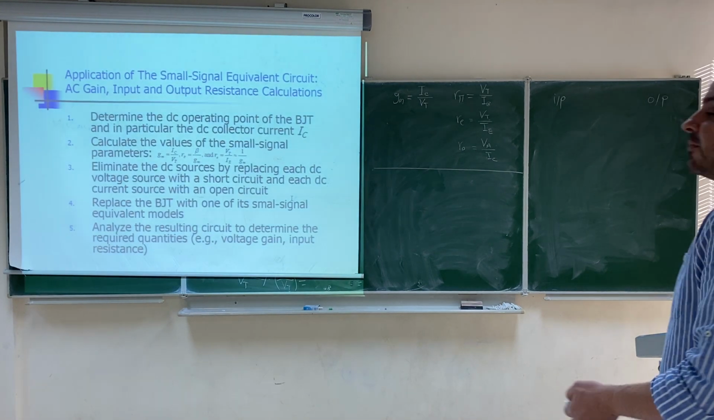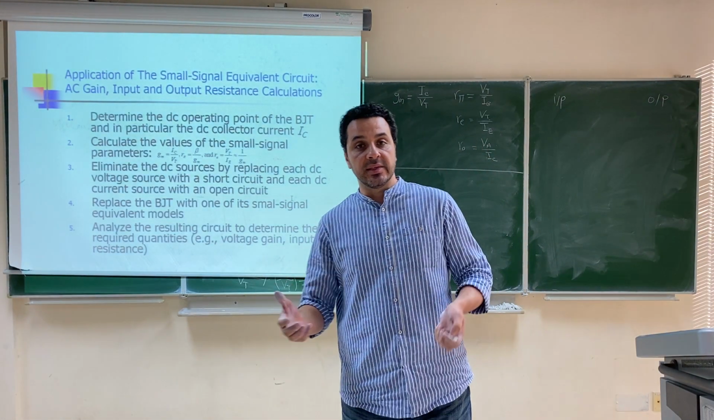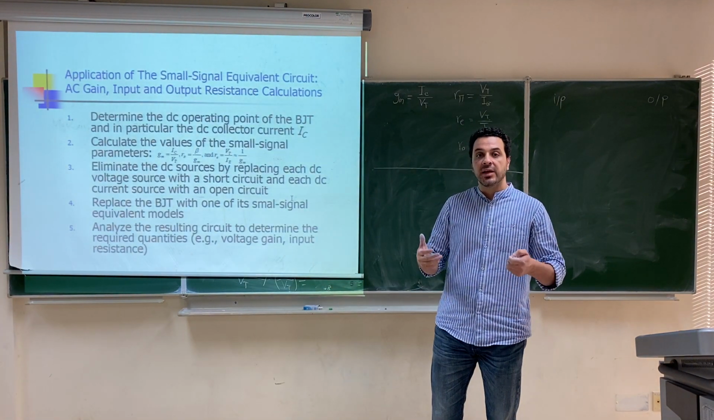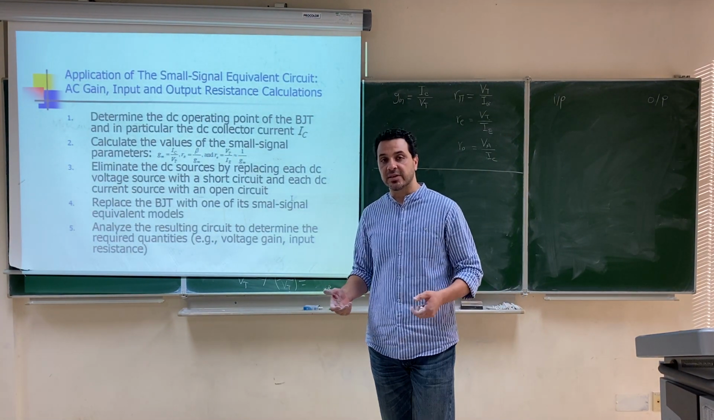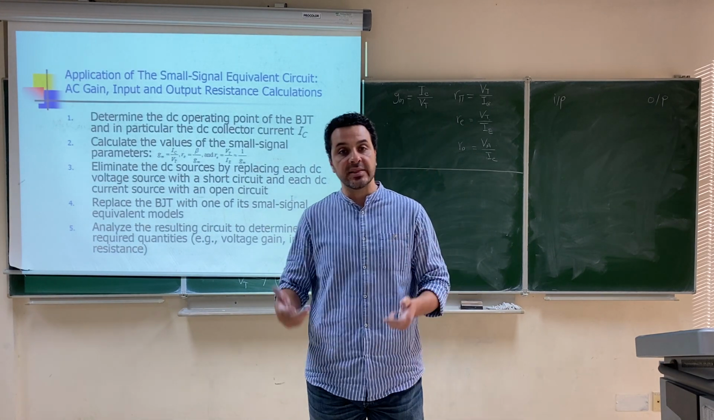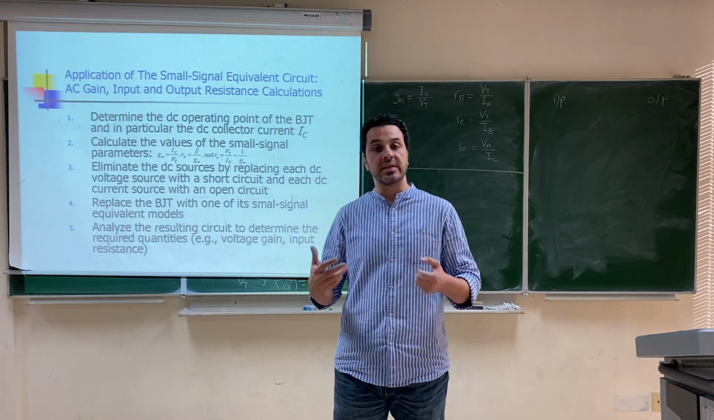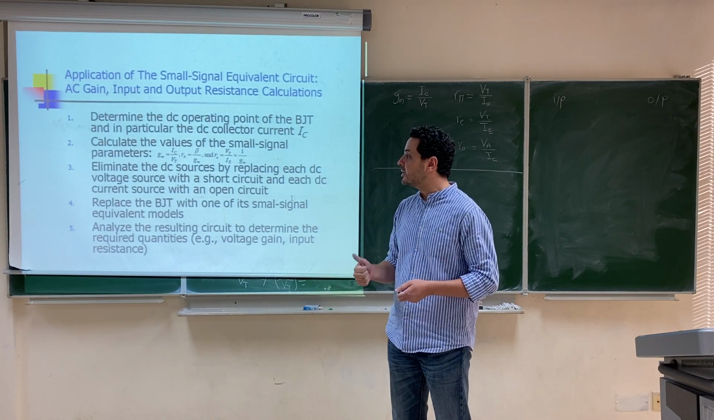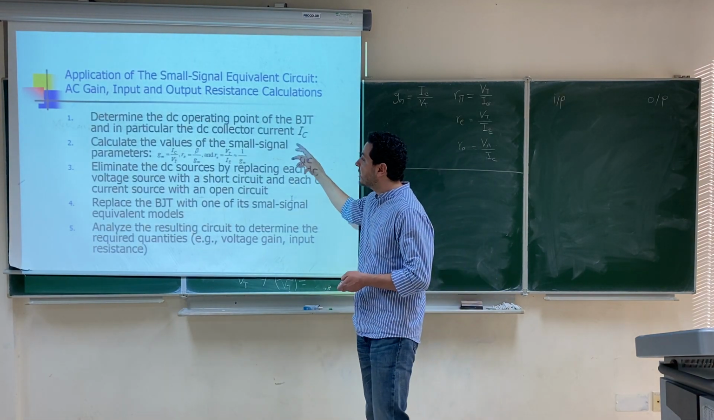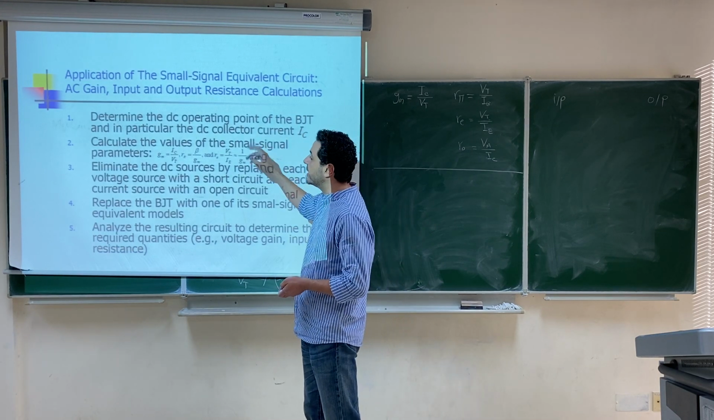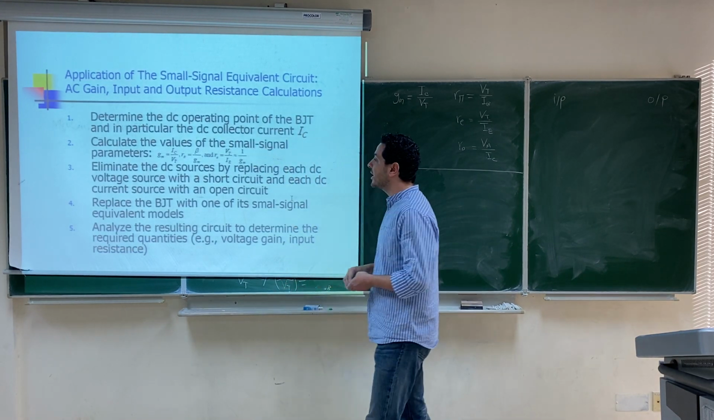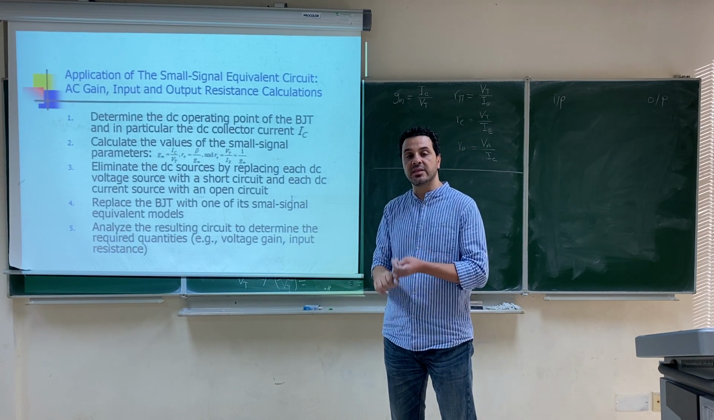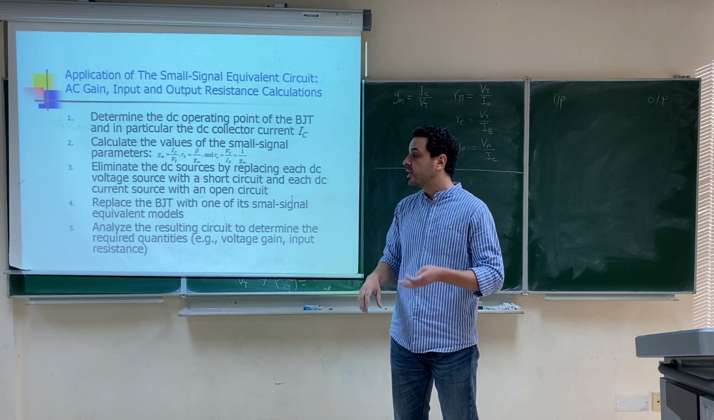So basically what we have discussed so far is how to analyze amplifier circuits. In any amplifier circuit that contains DC bias and AC signals, we have to first analyze the DC, determining the operating point, the DC bias point, which includes the DC base current, the DC collector current, and the DC emitter current.